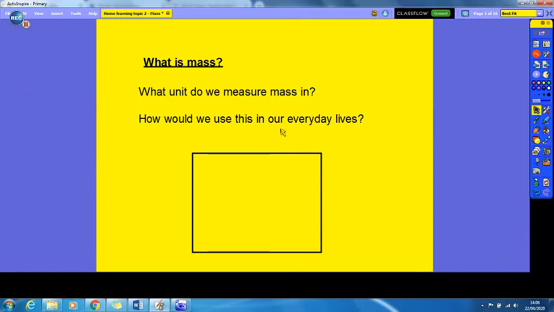Our new topic for the next few lessons is going to be maths. First we need to ask ourselves the question, what is mass? Well, mass is how much an object weighs. It's the weight of an object.